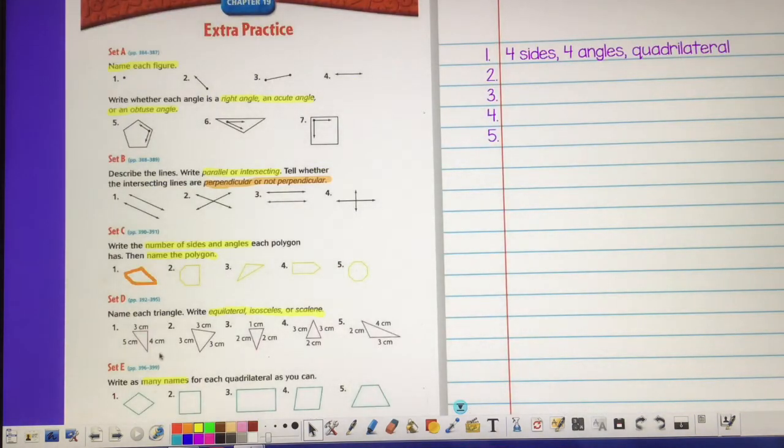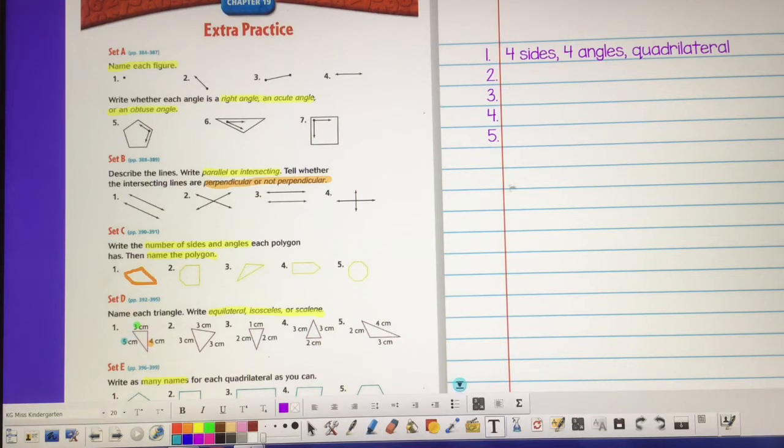So if I go back to number 1, I'm going to notice that I have a 3 centimeter, and then a 4 centimeter, and then a 5 centimeter. Well, none of them are the same. So that means that number 1 on set D is a scalene triangle. Now, once I'm done, that's all I have to do for number 1, but then I have to go through and answer 2, 3, 4, and 5.